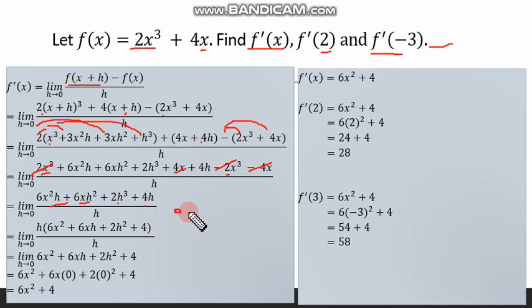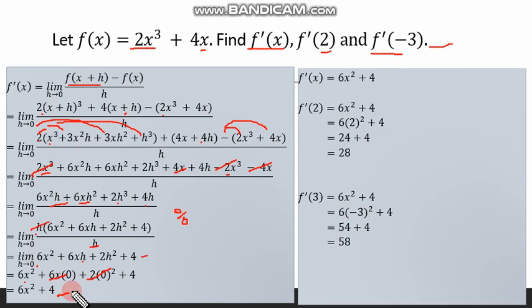You can see this is indeterminate form 0 over 0, so let's factor this one. The factor is h times 6x squared plus 6xh plus 2h squared plus 4, over h. So we can cancel h. What remains is 6x squared plus 6xh plus 2h squared plus 4. And we will substitute the value of h with 0. So 6x times 0 is 0, 2 times 0 squared is 0 as well. So what remains is 6x squared plus 4.